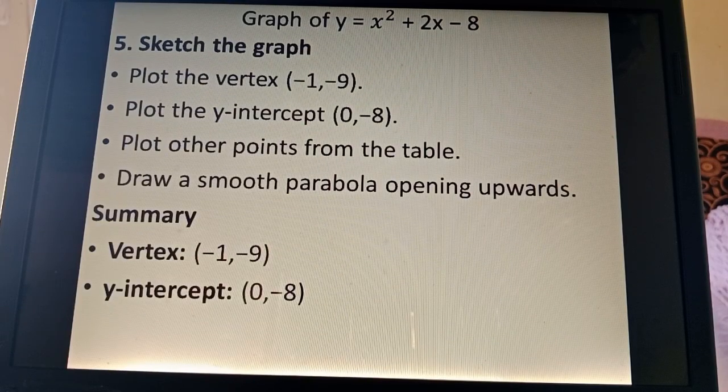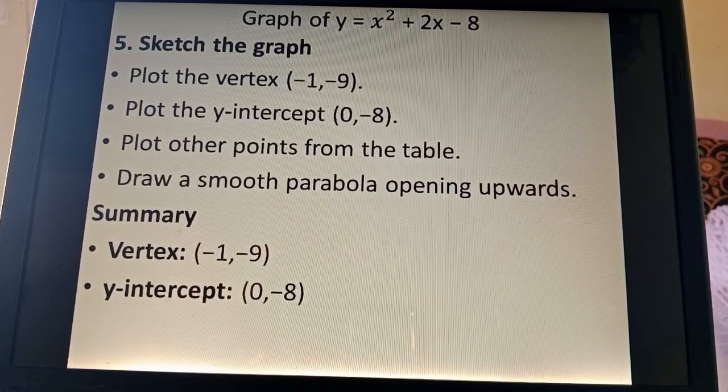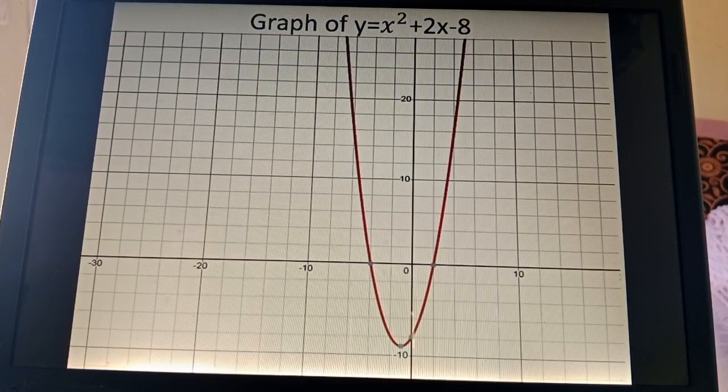Sketch the graph. When sketching, you first plot the vertex, (negative 1, negative 9). Then plot the y-intercept, (0, negative 8). And then you plot the other points from the table above. And then you draw a smooth parabola opening upwards. In summary, the vertex is (negative 1, negative 9), and the y-intercept is (0, negative 8). And there is your graph.